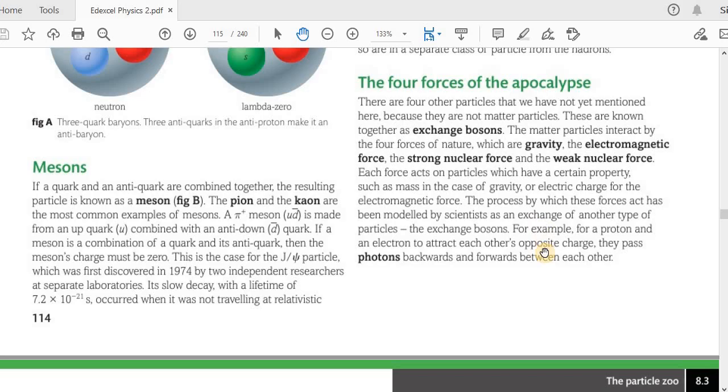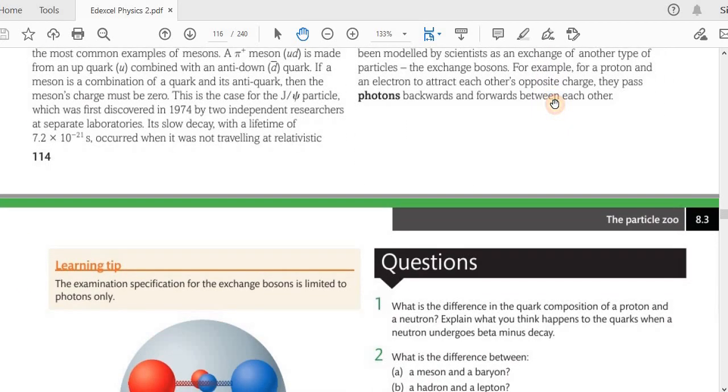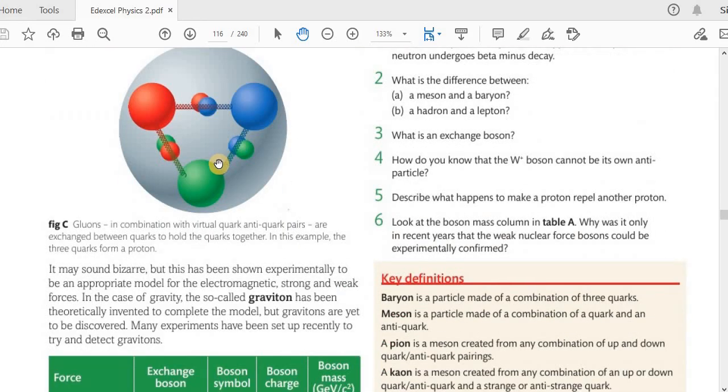Okay, so as an exchange of another type of particle, for example, for a proton and an electron to attract each other's opposite charge, they pass photons backwards and forwards between each other. You can see something like this. The examination specification for exchange bosons is limited to photons only, but we can still go through this for additional information. Specification means the syllabus, so for the Edexcel students, specification means the syllabus.